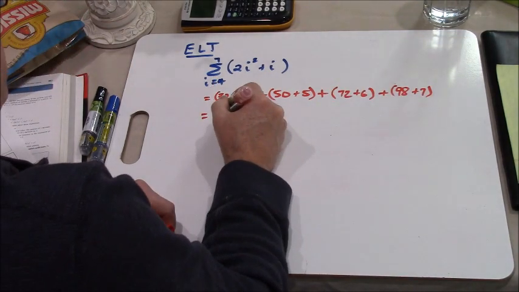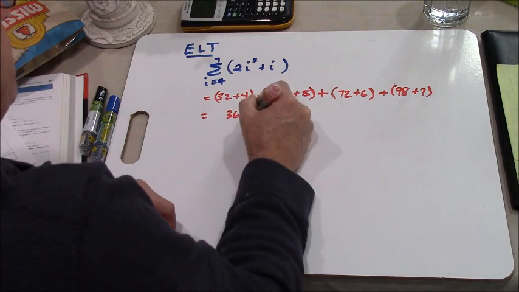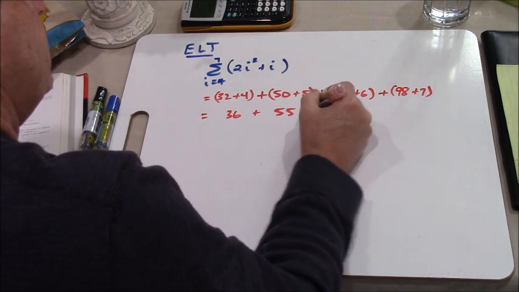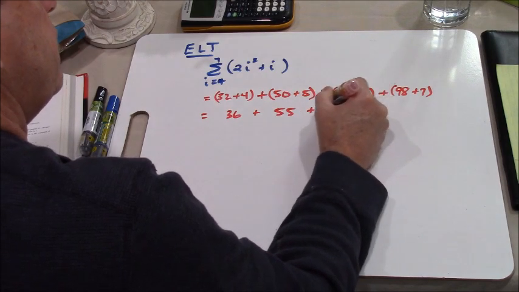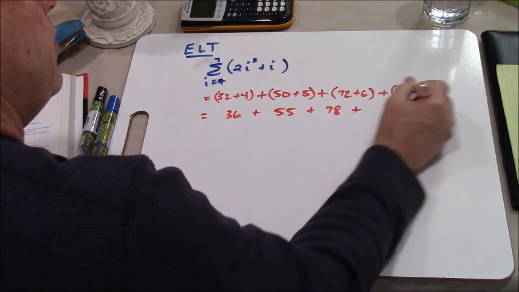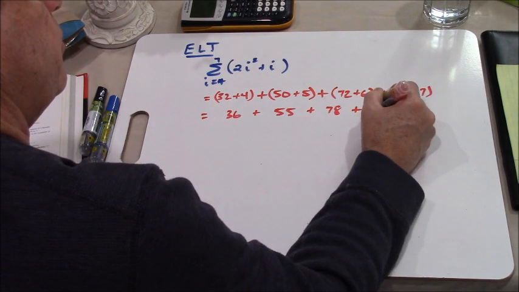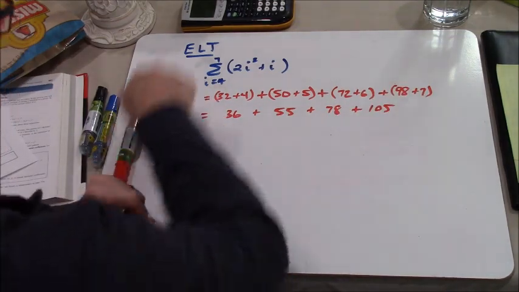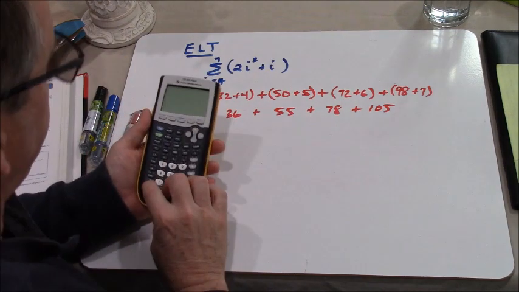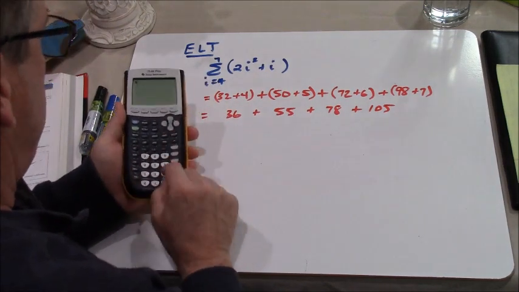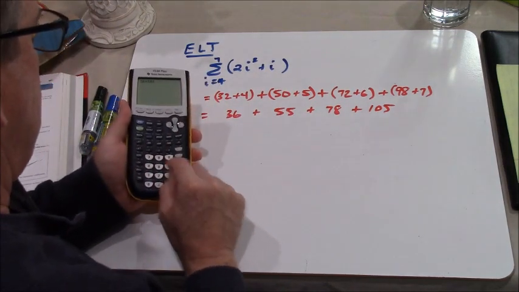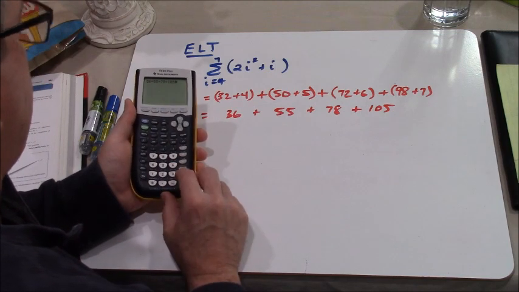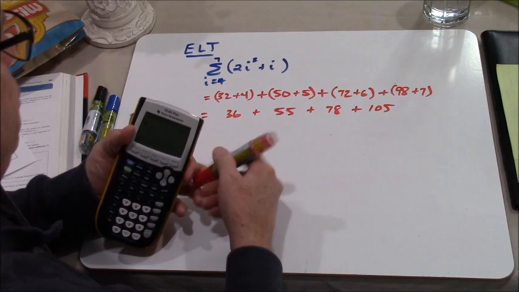And so when i equals 4, I get 36. When i equals 5, I get 55. When i equals 6, I get 78. And when i equals 7, I get 105. And so now we just need to add those up. So 36 plus 55 plus 78 plus 105, and I get a total of 274.